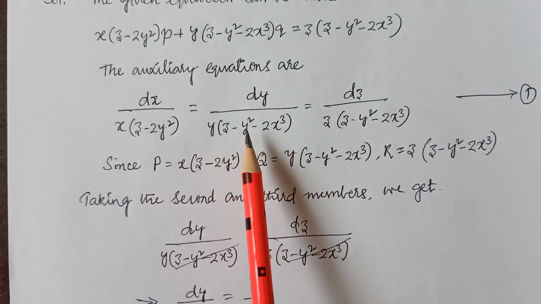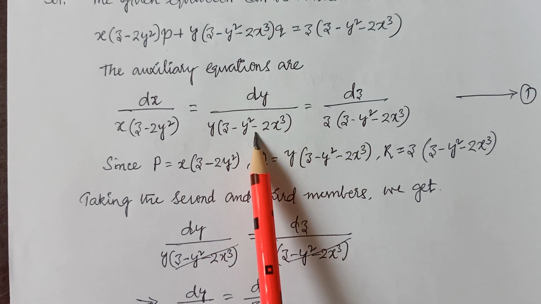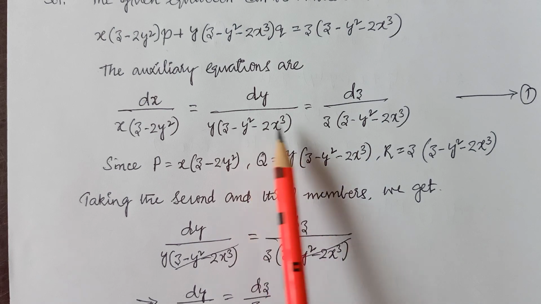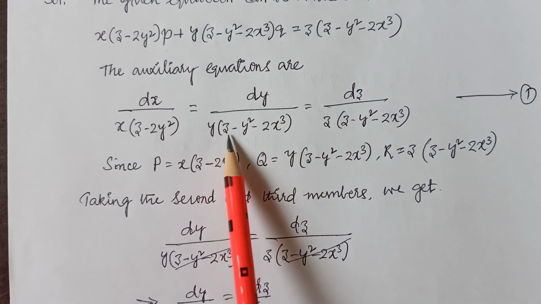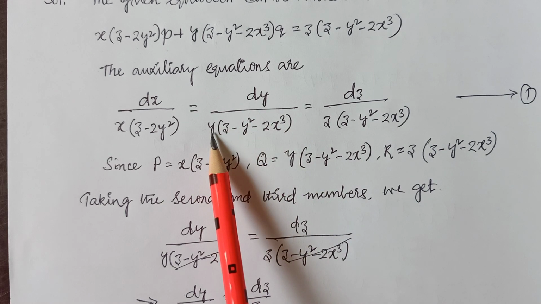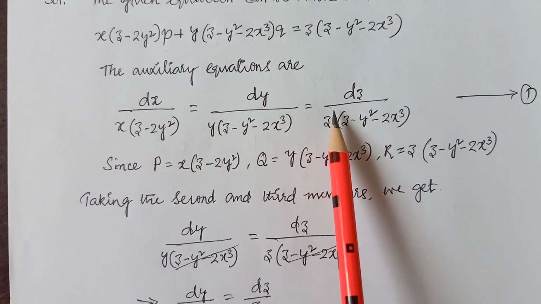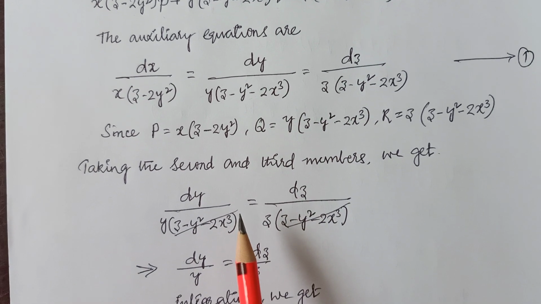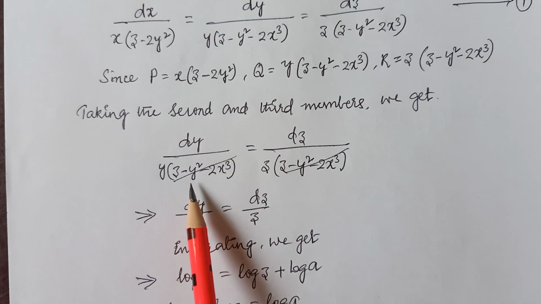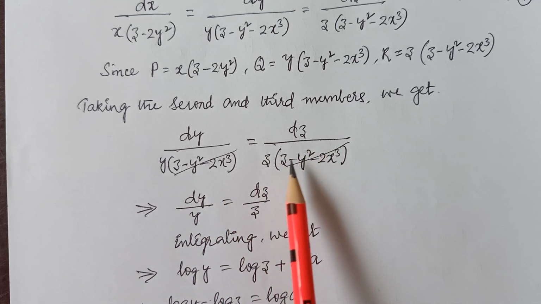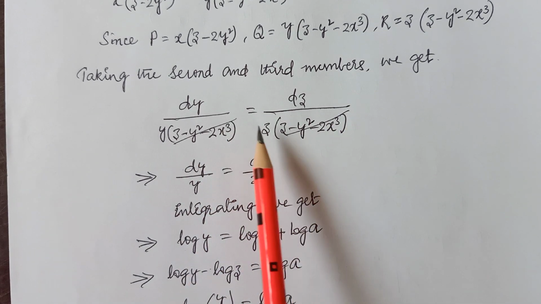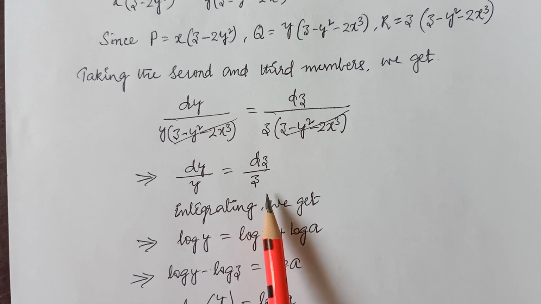First check whether we can solve these equations by grouping, just by taking any two members. Okay, so take these two. If you observe these two, you can cancel this, and the dy coefficient is y, the dz coefficient is z. So we can get one independent solution by grouping. So see this, dy by y into (z minus y square minus 2x cube), dz by z into (z minus y square minus 2x cube). Now same terms you can cancel, dy by y is equal to dz by z.